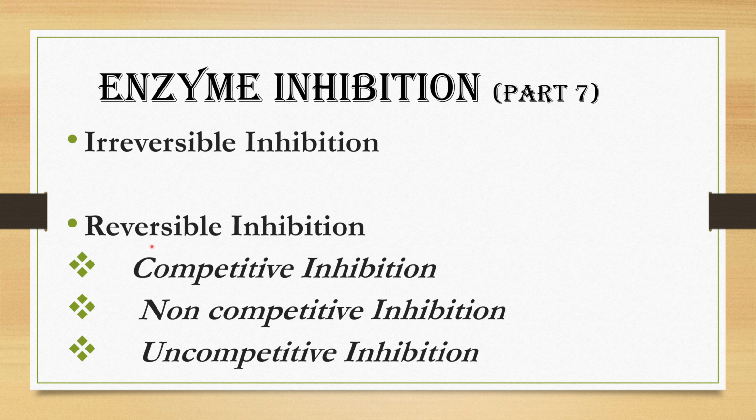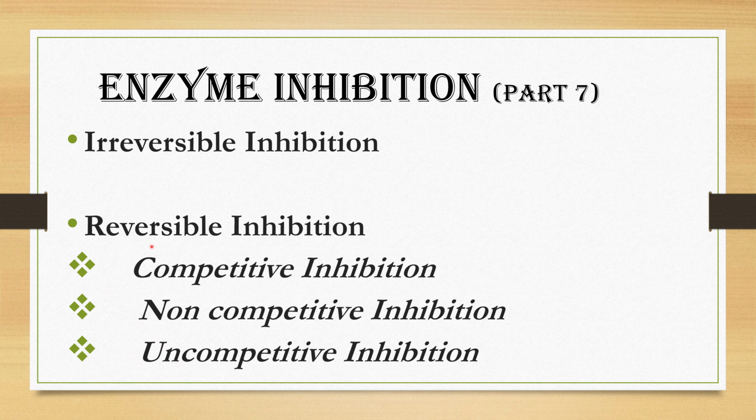The substrate binds to the active site of your enzyme. Your inhibitor, or competitive inhibitor, also binds to the active site of your enzyme to form your enzyme inhibitor complex. Now the structure of your enzyme inhibitor complex and the structure of your enzyme substrate complex are very much similar to each other.